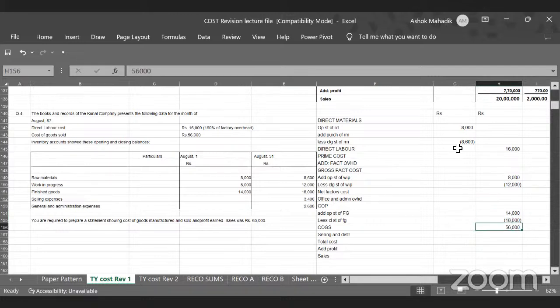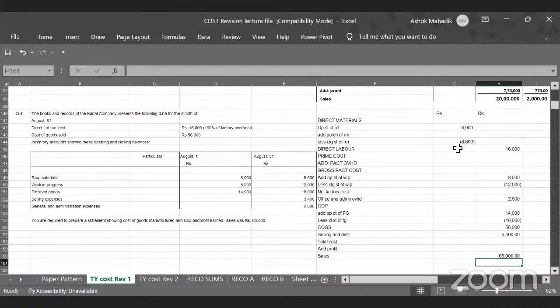Selling expenses 3,400 given to us. Then general office, that is office admin overheads, given to us. Amount is 2,600. Okay. What else is given? Find out. Prepare a cost statement. Use this number. Sales is given 65,000. 65,000 is my sale.